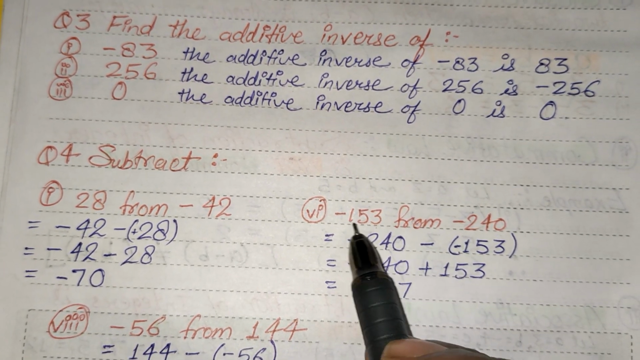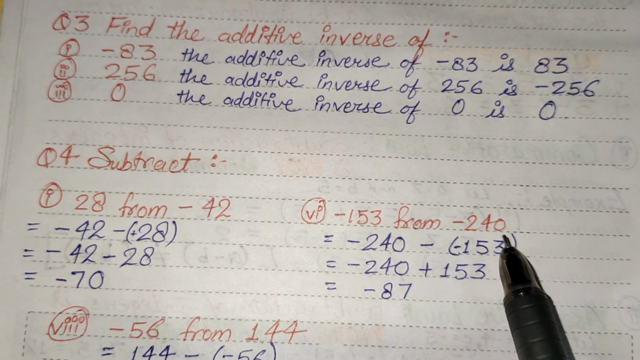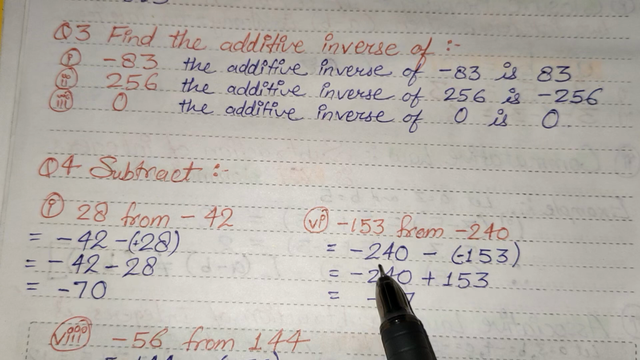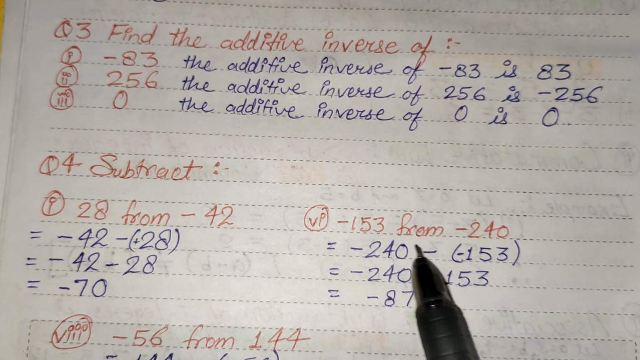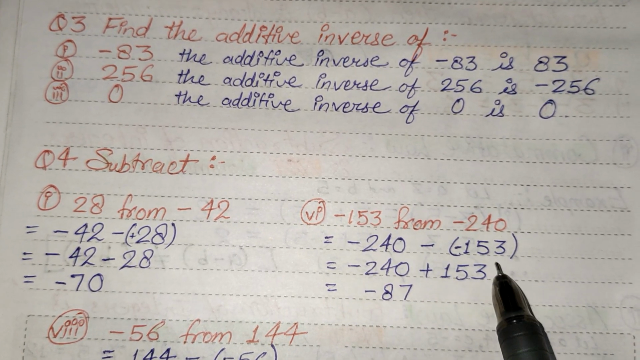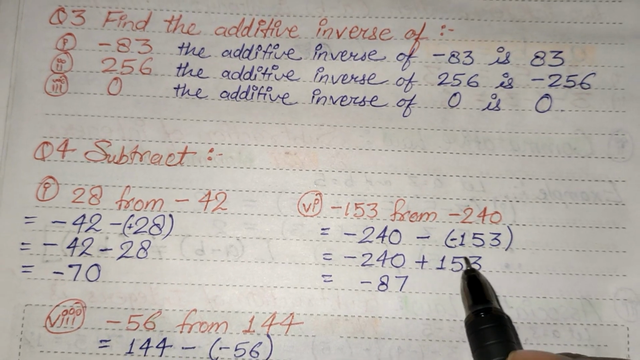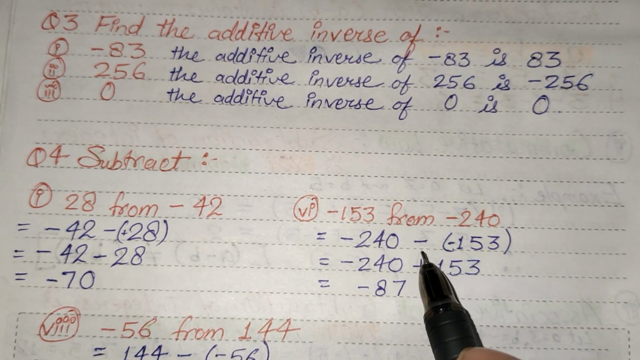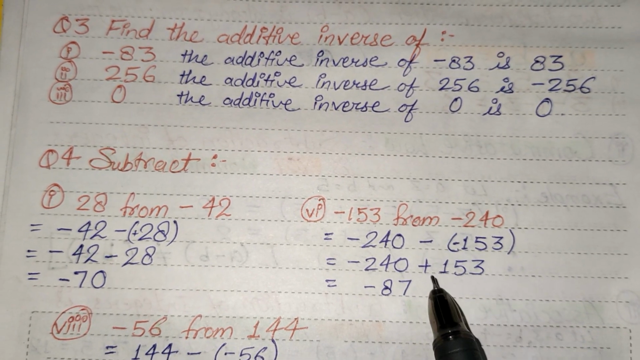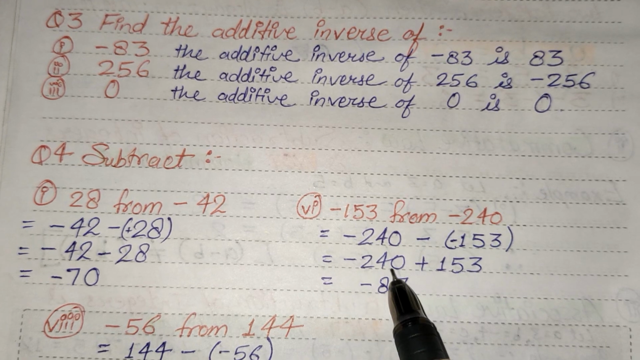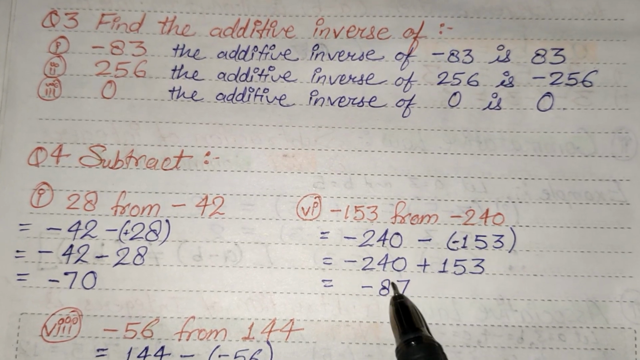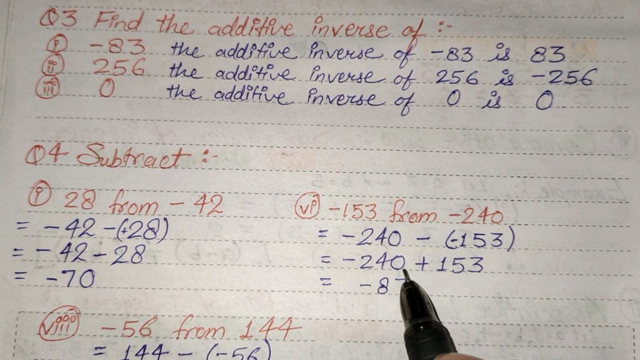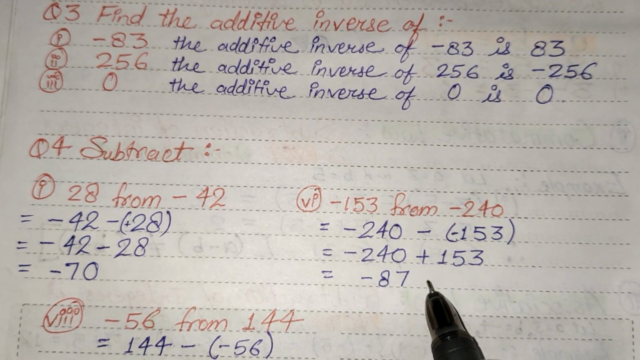Now see here, minus 153 from minus 240. So here it is "from". So write minus 240 first, put the sign of subtraction, and minus 153 at last. Now minus minus, this 153 will inverse because of this minus. So minus minus will become plus, minus 240 plus 153, and here minus plus, we have to subtract it. Now subtract it, we have minus 87.